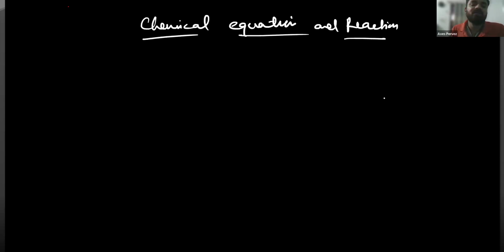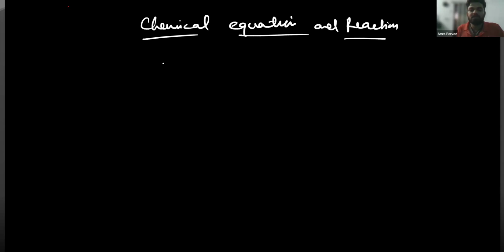Chemical equation and reactions. What are chemical equations and reactions? Let's talk about each and everything. A chemical equation means writing a chemical change in terms of symbols and formula. Okay, writing a chemical change in terms of symbols and formula.